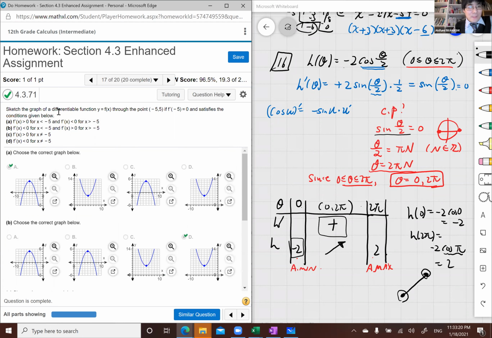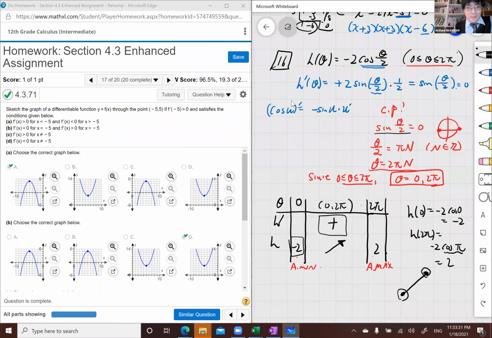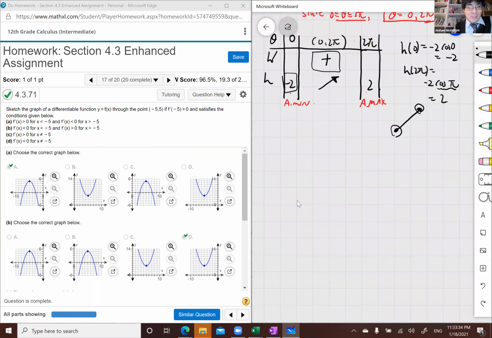Okay, sketch the graph of the differentiable function y equals f of x on the interval from -5 to 5, if f dash of -5 is 0 and it satisfies the following. So you have 4 different questions, and I'm going to just answer A and C, okay? So part A. It's a differentiable function. And we know that f dash of -5 is 0, and the y value when x is equal to -5 is 5.